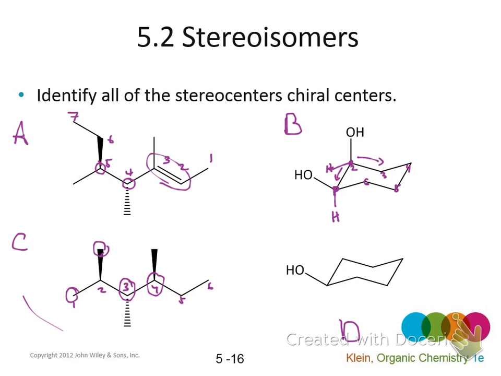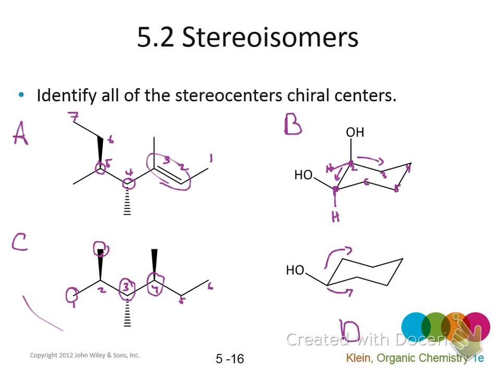Well, it's achiral because the ring going in this direction and the ring going in this direction are exactly the same. Okay? So a stereocenter has 4 different groups, and then chiral center. No. A chiral center is a stereocenter, has 4 different groups.